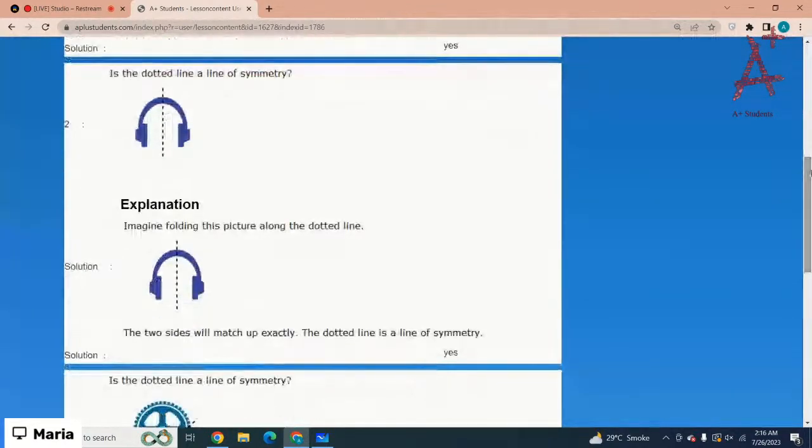Okay, here is another example. Is the dotted line a line of symmetry? Line of symmetry means if you cut the picture into two pieces, the two pieces exactly match up. Got it? So just imagine folding the picture along the dotted line. If you fold them, the two sides will match up exactly. That means the dotted line is a line of symmetry.